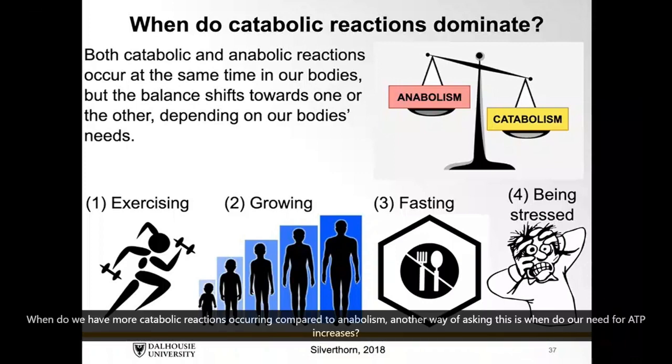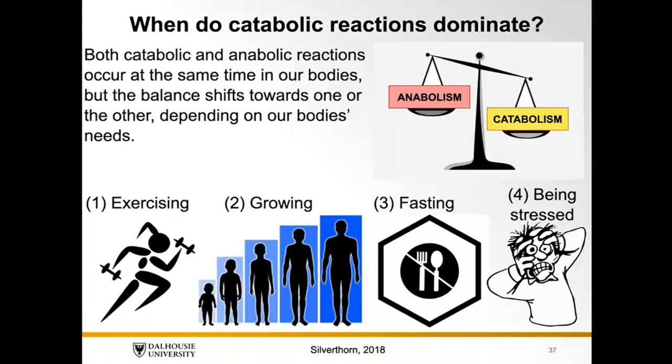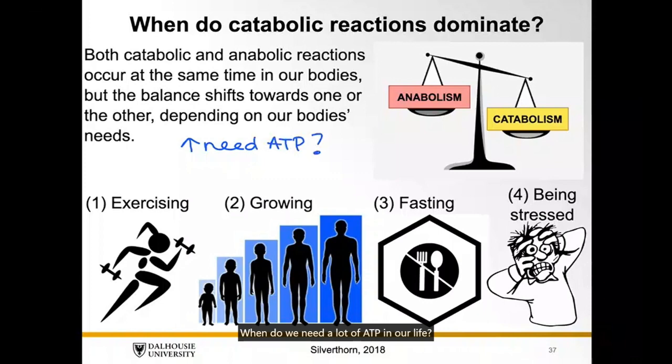When do we have more catabolic reactions occurring compared to anabolism? Another way of asking this is, when does our need for ATP increase? When do we need a lot of ATP in our life? Let's look at the four situations at the bottom.